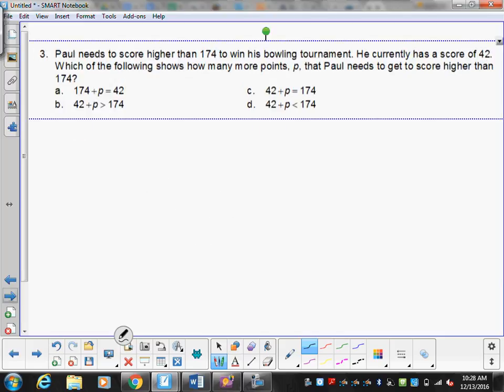On number 3, it says Paul needs to score higher than 174 to win his bowling tournament. He currently has a score of 42. Which of the following shows how many more points P that Paul needs to get to score higher than 174? Now remember that this symbol is greater than, and since we want more than 174, we have to have something greater than 174. And the only option that has that is B. And so B is your answer on that one.